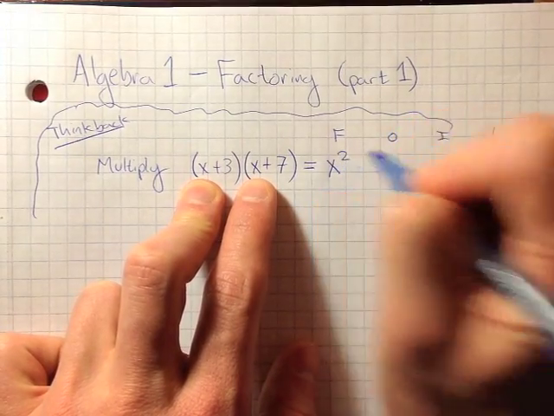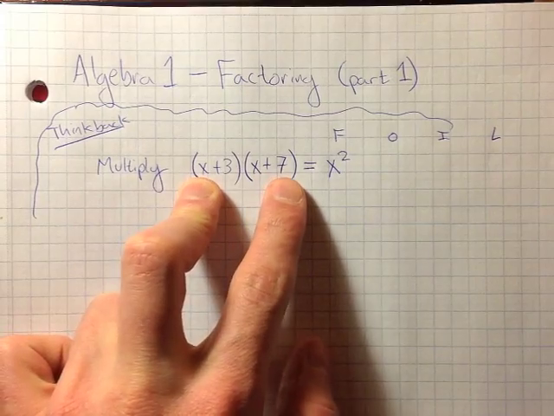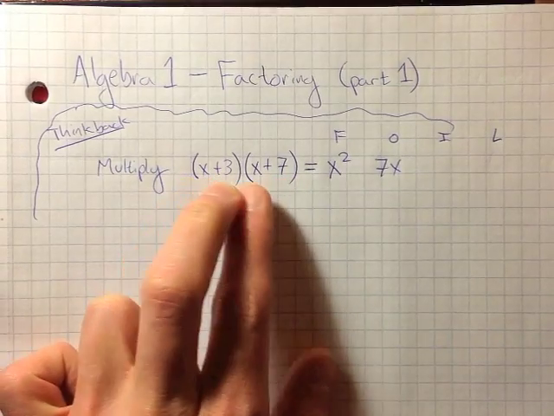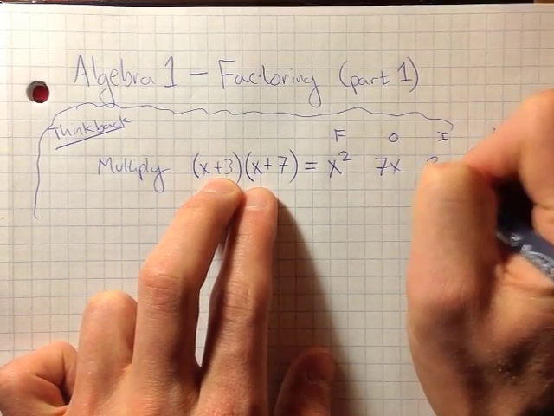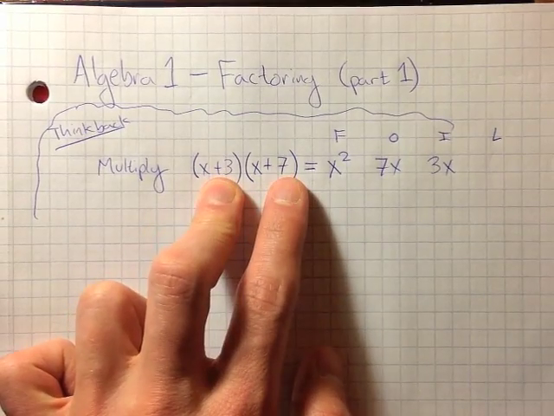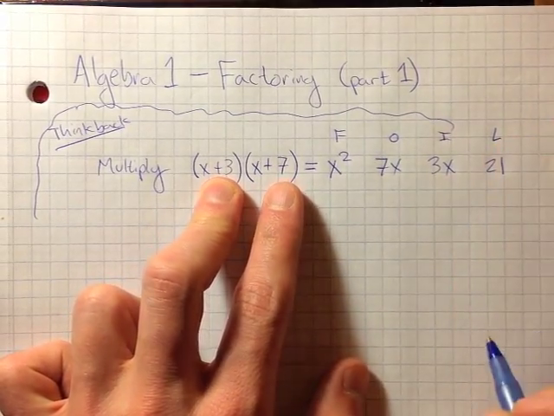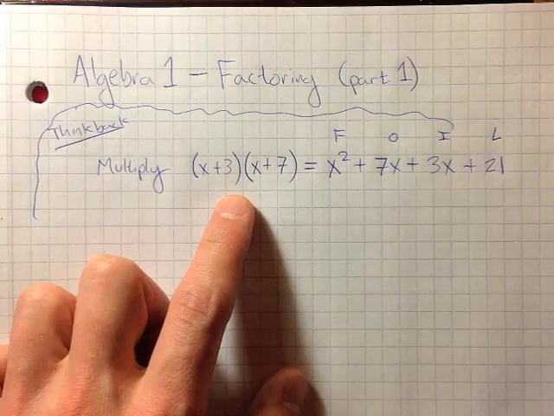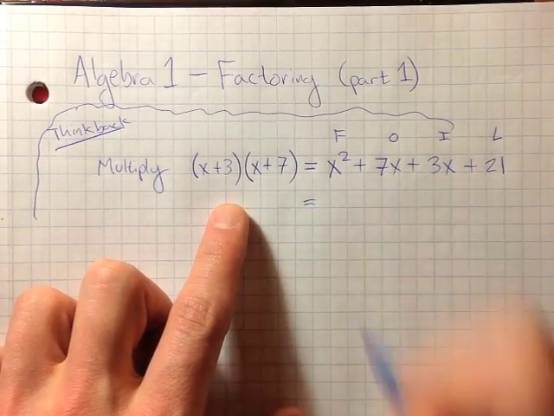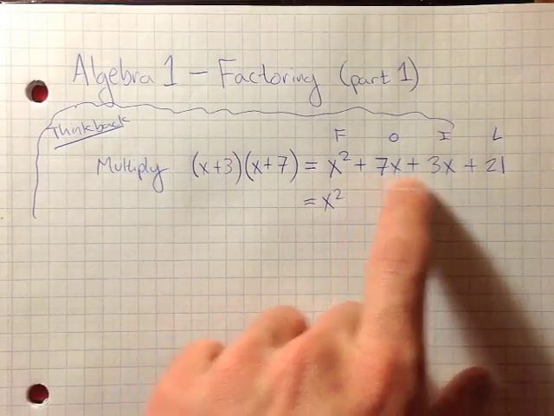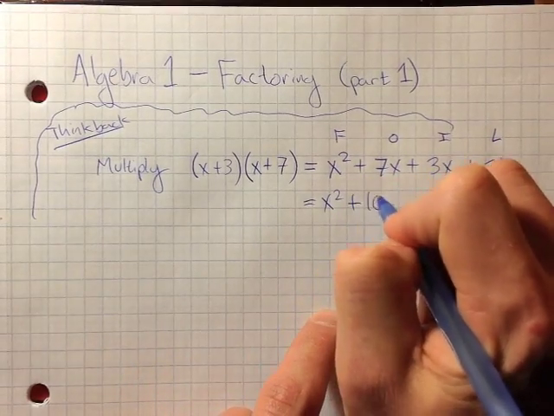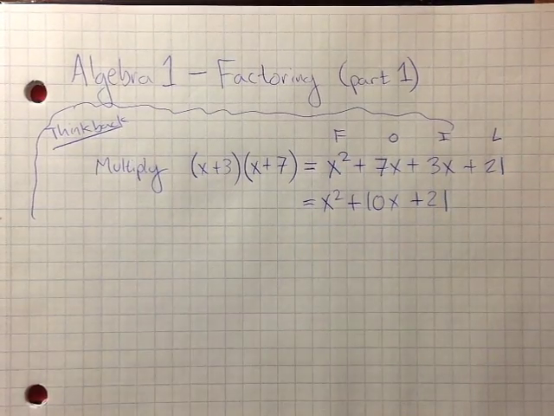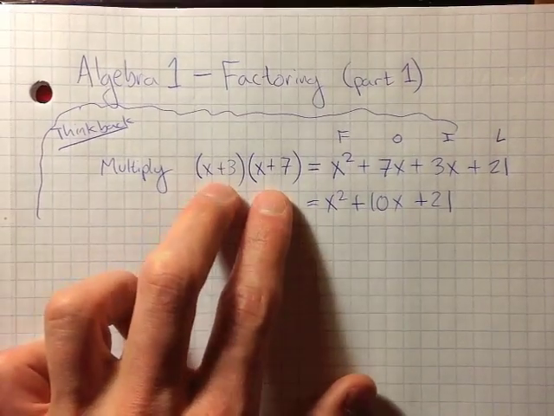So x times x is x squared. Then multiply the outside terms. X times 7 is 7x. Multiply the inside terms. 3 times x is 3x. And then 3 times 7 is 21. Okay? All of these are positive. So x squared plus 7x plus 3x plus 21. And then we would simplify, combine like terms, x squared plus 10x plus 21. Okay? So you ought to know how to multiply binomials.